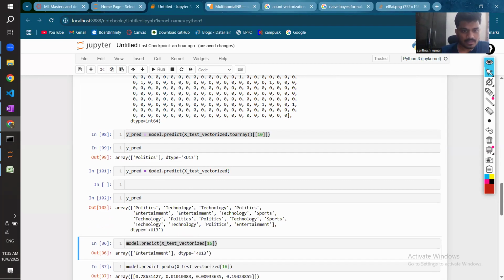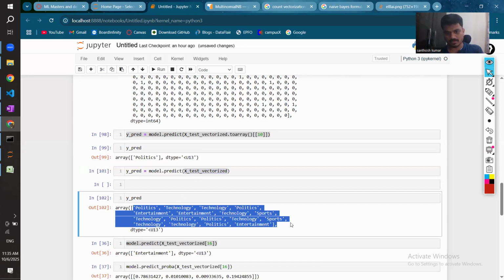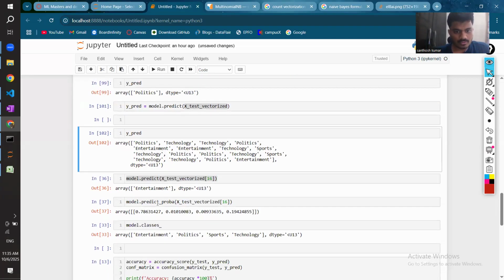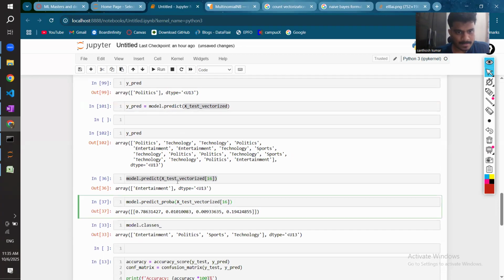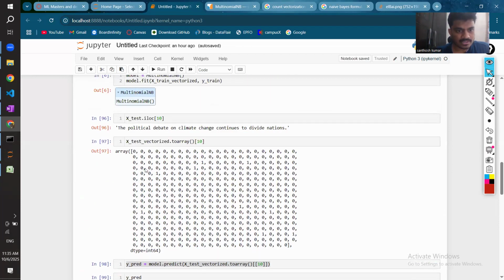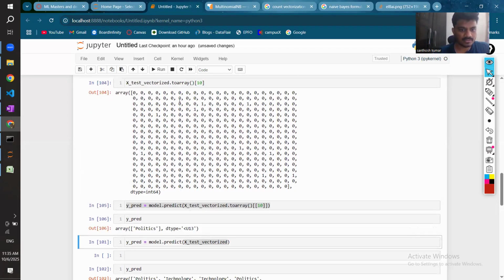When you pass the complete X test vectorized, the output predictions come for the whole set. One thing I would show you is that here also we have predict_proba. For example, with this X test politics example, this is the politics one.